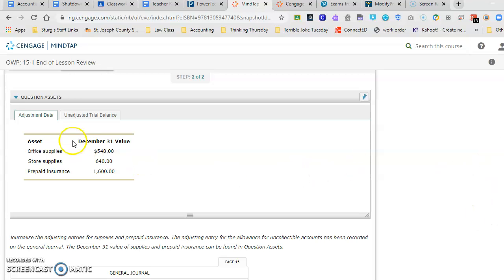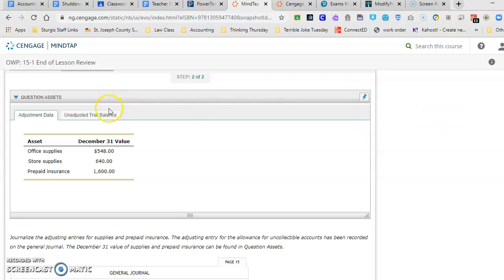Okay, so this is how much at the end of this month they said they had for supplies, store supplies, office and store, and insurance. So this is how much they have left, keep in mind. So this is how much your account balance should say after your adjustment.